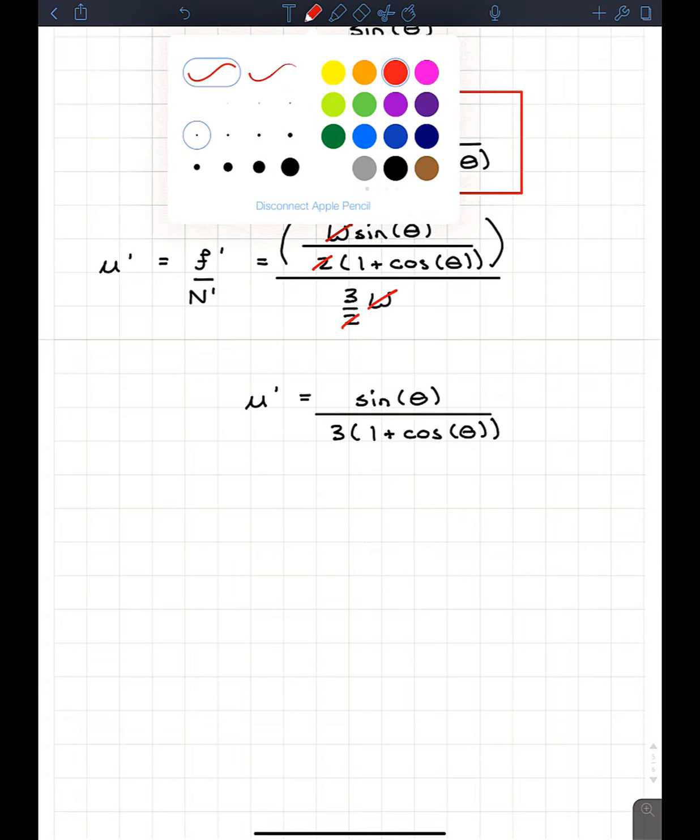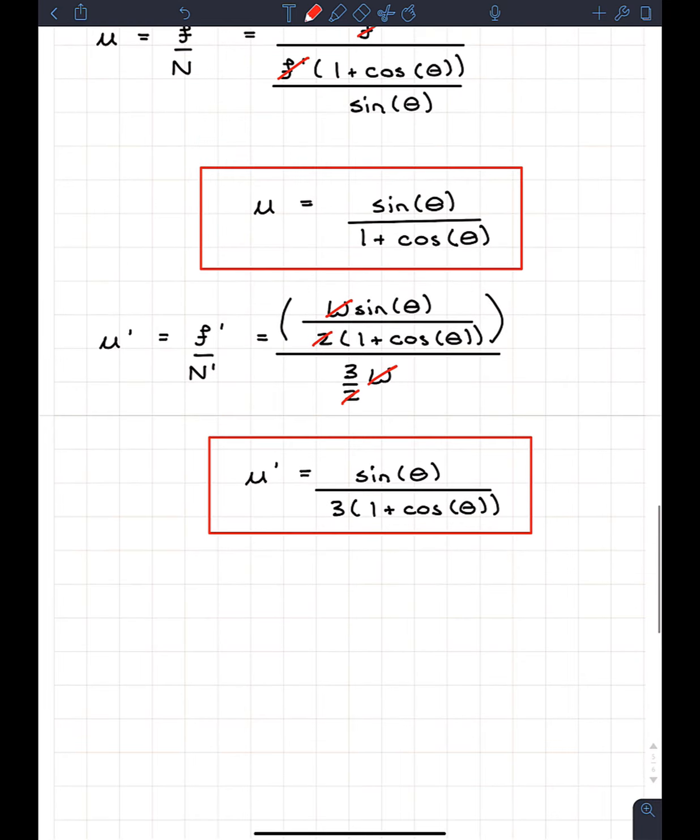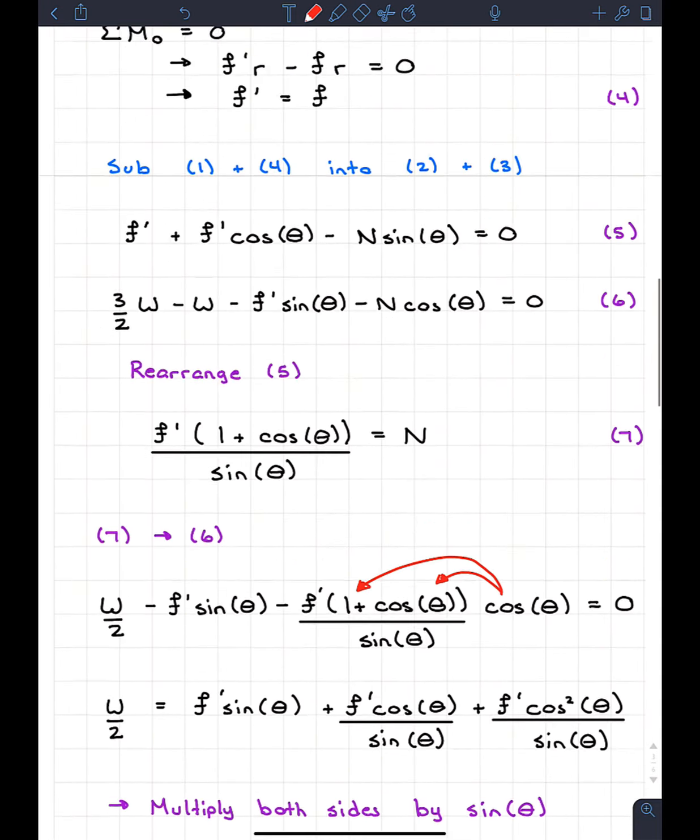And that's it. So we're going to box this answer, oops, I keep messing this one up at the end. All right, let's try again. Box this answer as well, and this is it. So these right here are the two answers. We have mu and mu prime, and both are just in terms of theta. So that's it for this question.